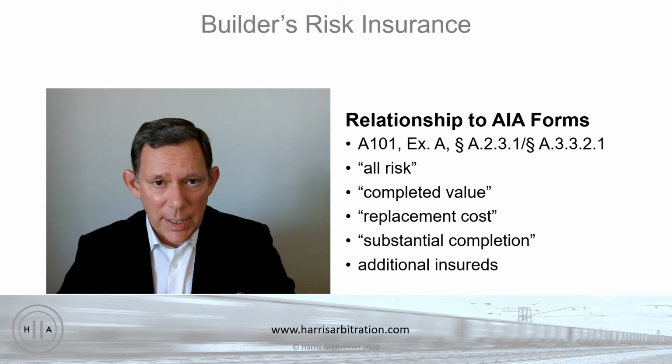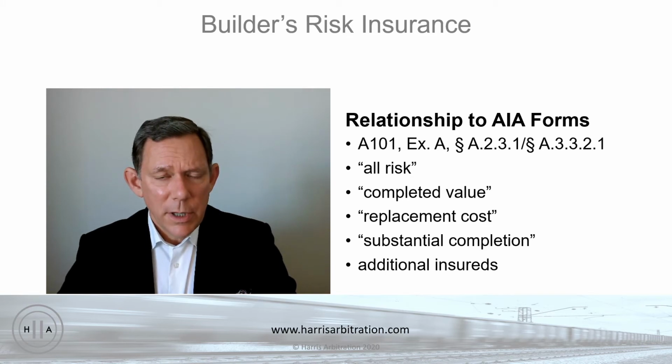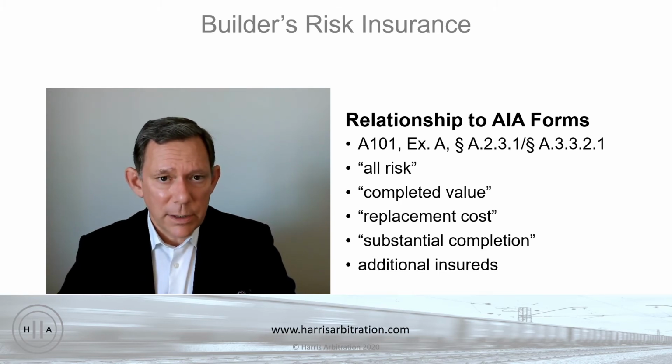No gap in time. And finally, the AIA forms require a number of different project participants to be named as additional insureds under the policy, so that, for example, a general contractor carrying the builder's risk insurance will have its subcontractors as additional insureds under the general contractor's policy, so that there's only one policy that needs to be looked at in the event that something bad happens to the property of one of the subcontractors.